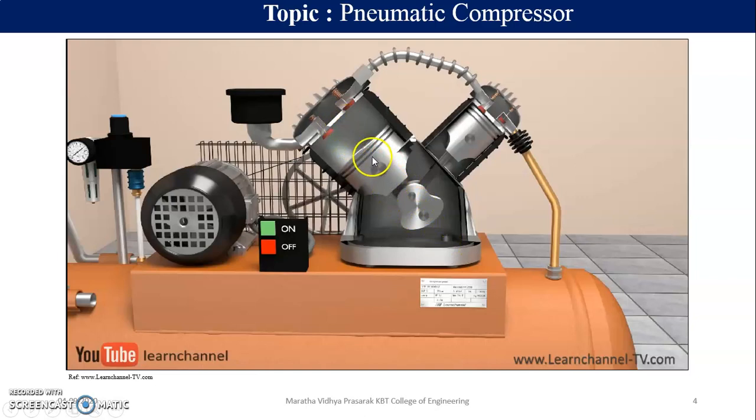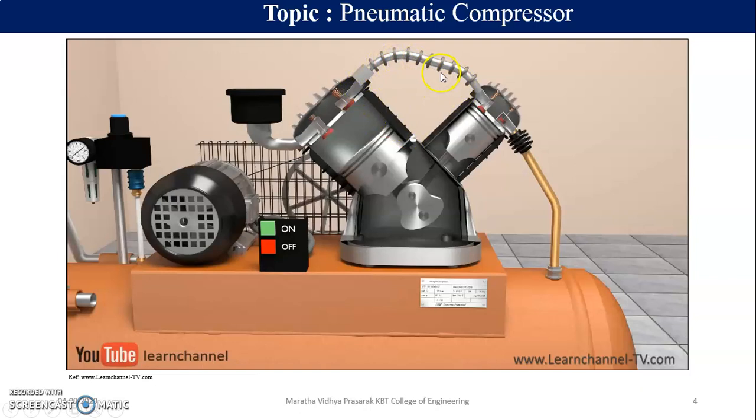At the downward stroke, what happens? This is the inlet valve and this is the outlet valve, and they are spring loaded. Air is taken inside at the downward stroke, and when the piston moves upward, the air is compressed and pressurized air is given from this part to the second cylinder. So we call this a multi-stage compressor. We are going to see in the coming slides what a multi-stage compressor is, but this is the middle part.